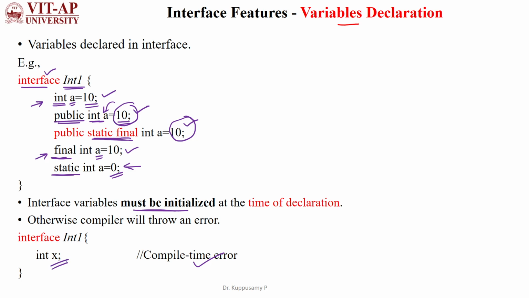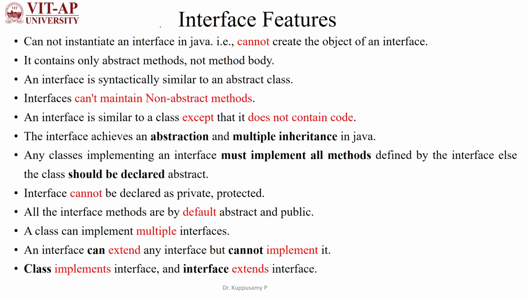You see, I did not initialize the value, like x = 5 or 10. If you are not initializing the value, then your compiler will automatically throw an error during compilation in the interface, because it is one of the interface features that any variable declared in the interface must be initialized. Then a few more features of the interface are given here.